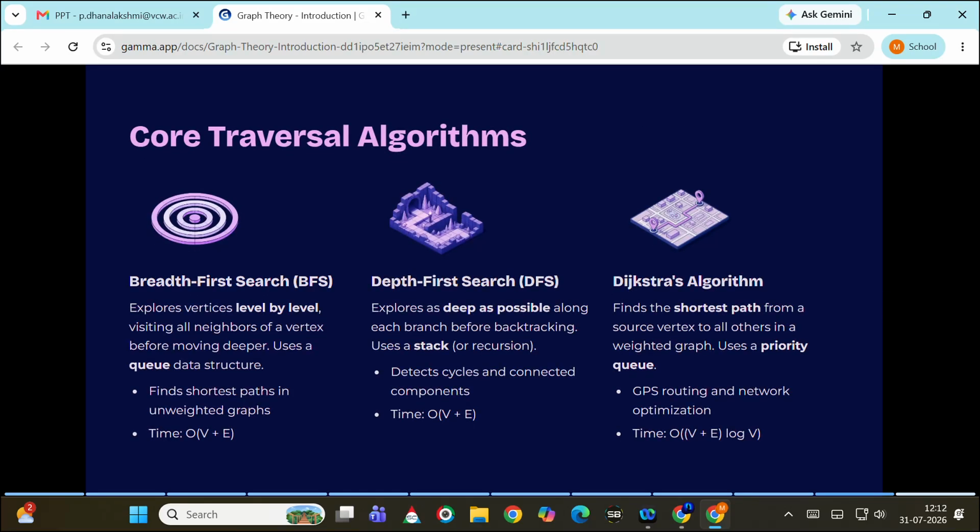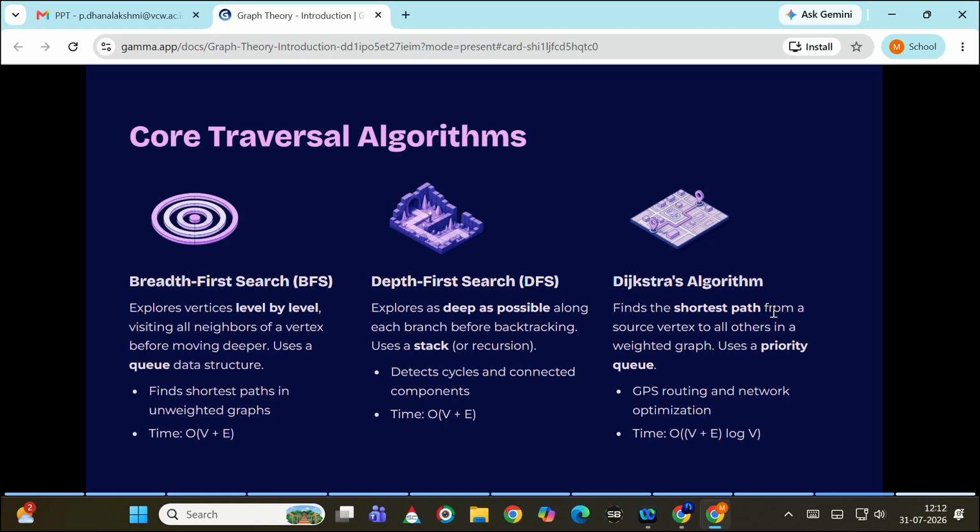Core traversal algorithms. Breadth first search. Explores vertices level by level, visiting all neighbors of a vertex before moving deeper. Uses a queue data structure. Finds shortest path in unweighted graphs. Time O of V plus E. Depth first search. Explores as deep as possible along each branch before backtracking. Uses a stack. Detects cycles and connected components. Time O of V plus E.